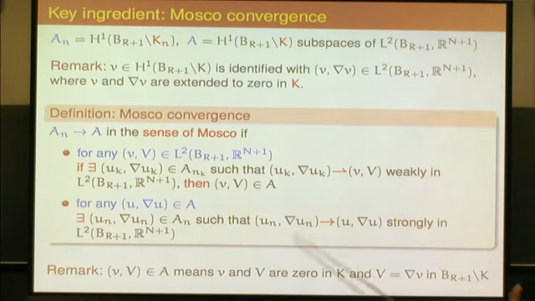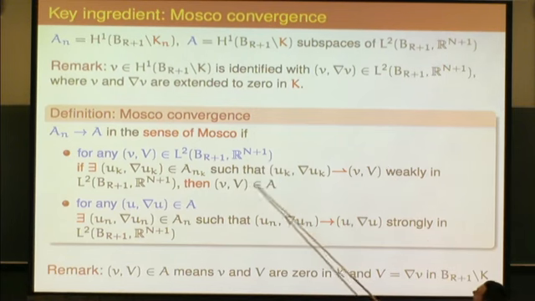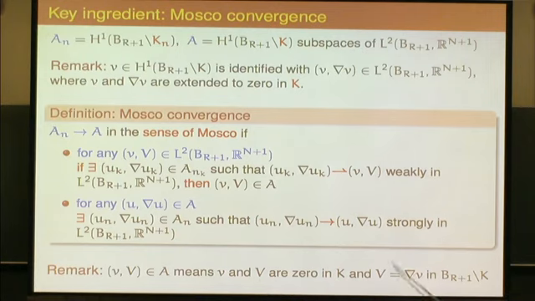But you have another property, which says something more: if you start from an element of A, you can strongly approximate it by elements coming from A_n. So you have a sequence belonging to A_n such that you have a strong approximation in L2. This is the kind of structure you have. And what does it mean that (v, V) belongs to A? It means that v and capital V are 0 in K, and outside, V is the distributional gradient of v.